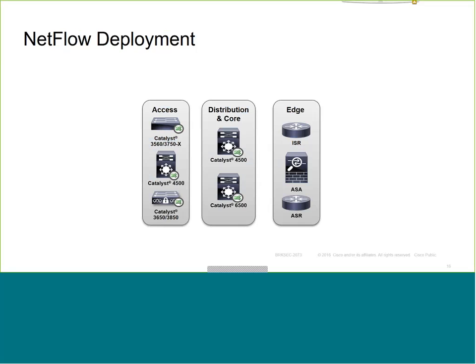There are essentially 3 layers at which you can deploy NetFlow, and you may or may not deploy some or all of these depending on the requirements. There's the access layer, your distribution or core layer, and then on the edge itself.